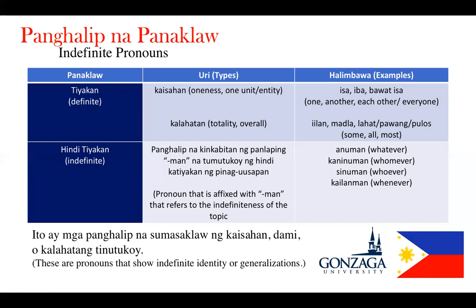Okay? And then kalahatan means totality or overall. Okay? You say iilan. Iilan means some. Okay? Iilan sa mga mag-aaral ay lumiban sa klase. Lumiban means decided to be absent or to miss the class. So you say some of the students miss the class or are absent from the class.